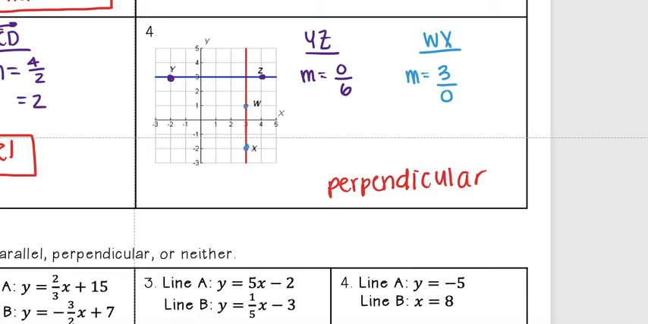The reason why these end up being perpendicular is because I can never divide by 0. So this is just undefined, while this one is 0. And so these will technically end up being opposite reciprocals. You can also just see from the picture that it creates that box. So every time you have horizontal and vertical lines intersecting, they will always be perpendicular.